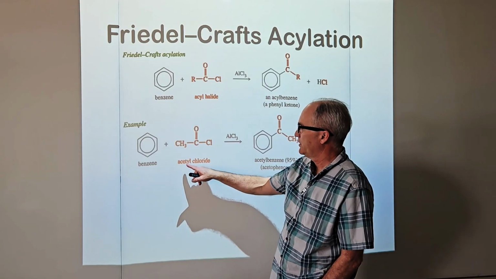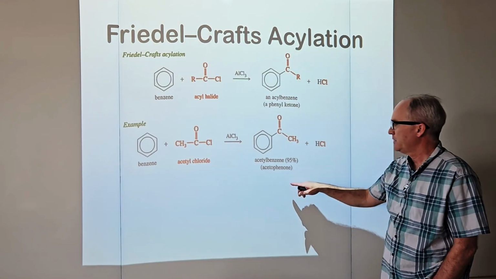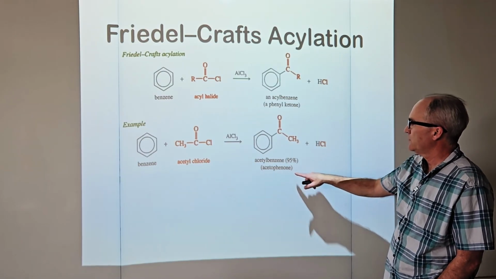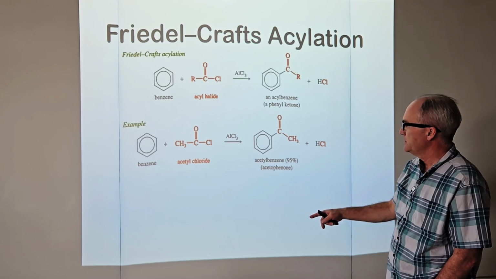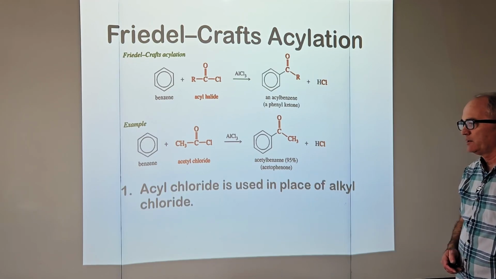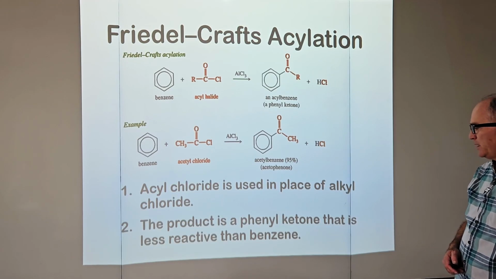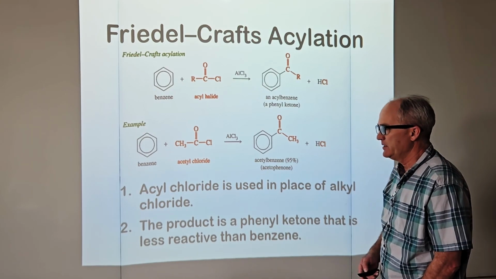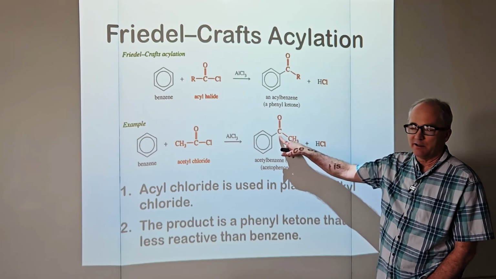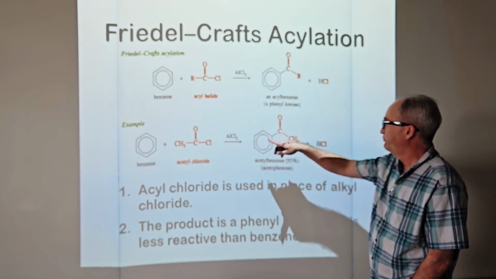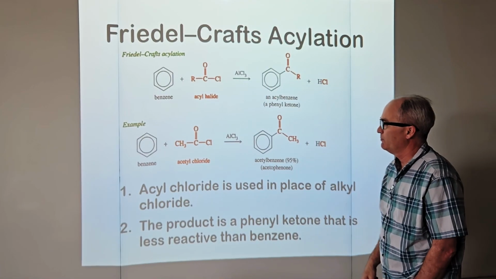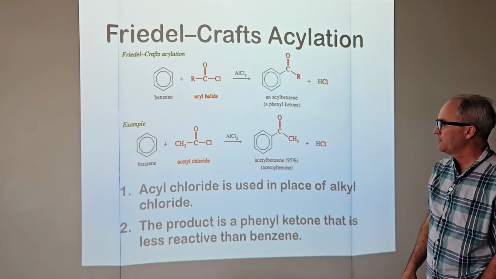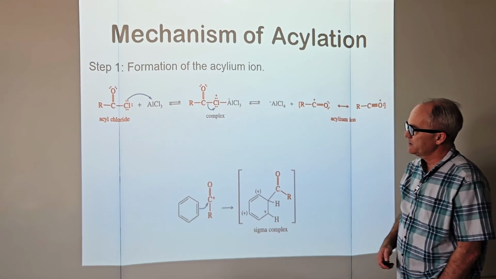And so here's an example with acyl chloride, and we get this thing we're supposed to be able to name, acetophenone. You could also call it acyl benzene. So instead of an alkyl chloride, we use an acyl chloride, and the product is a phenyl ketone that is less reactive than benzene. Because notice this is a deactivator. If we were to put another one on, it would want to go in the meta position, but it kind of shuts down. So we can get one product. Look at that, 95%.